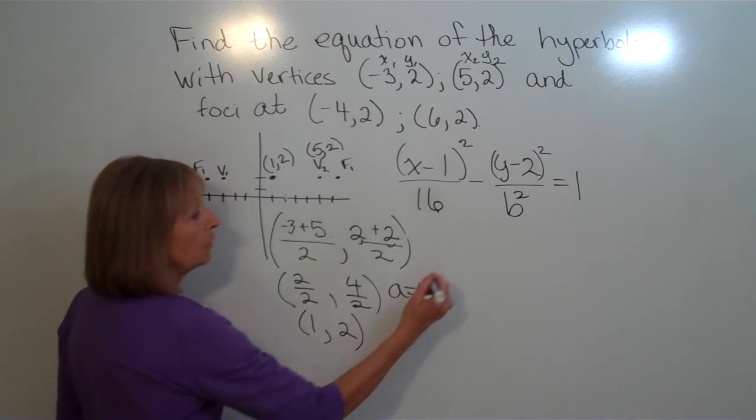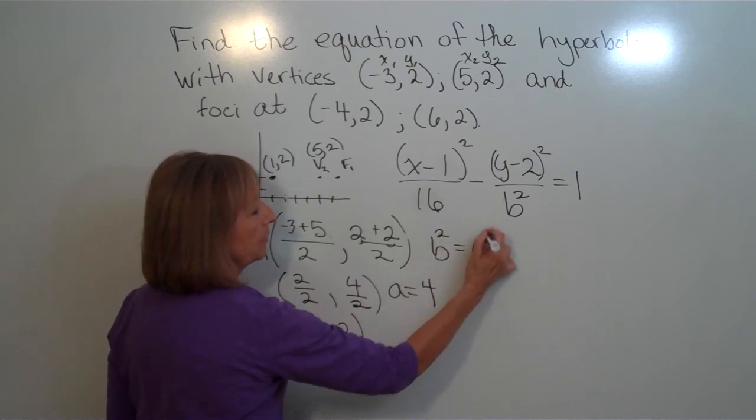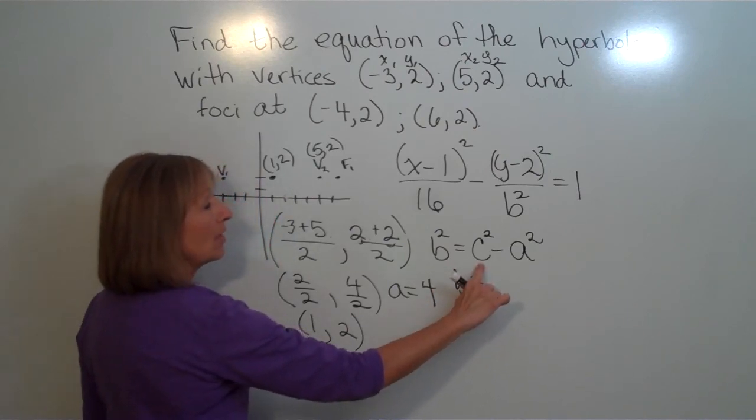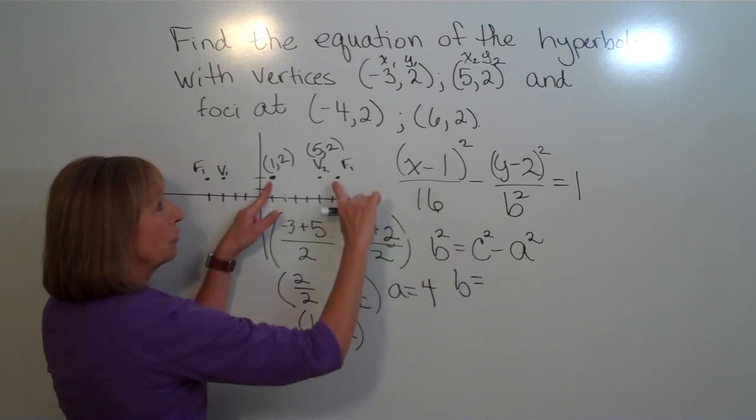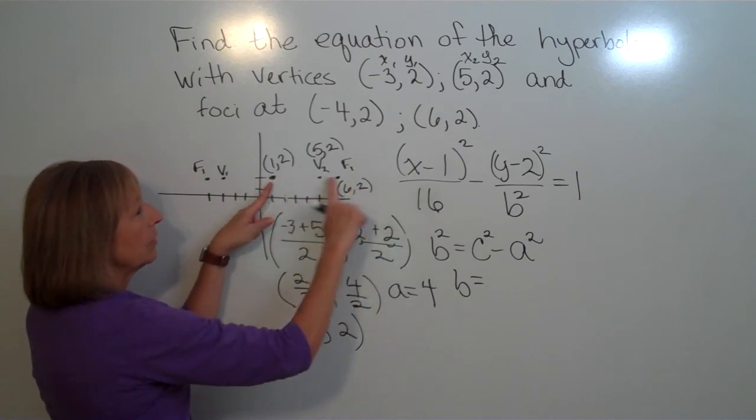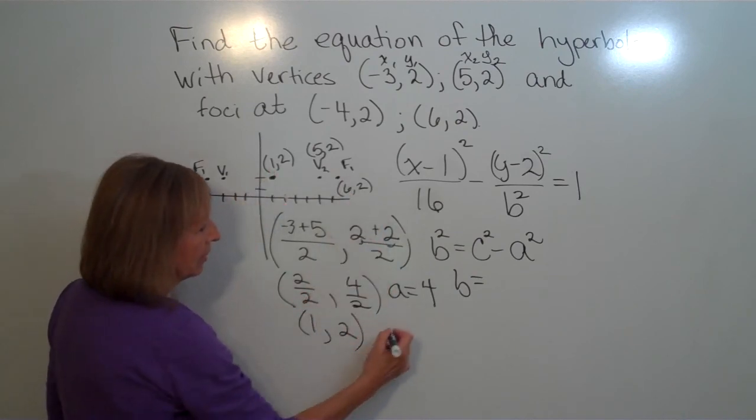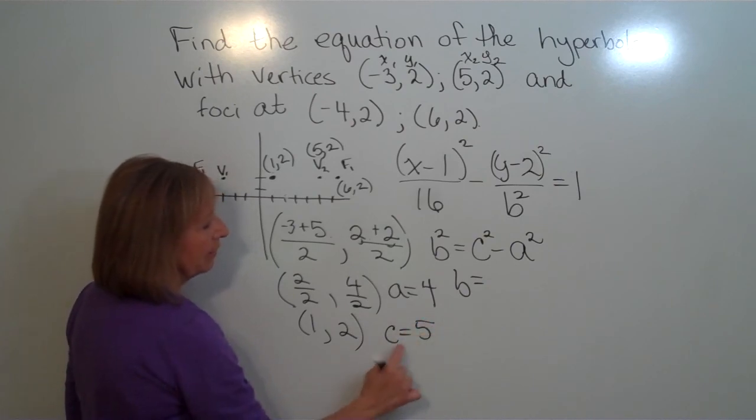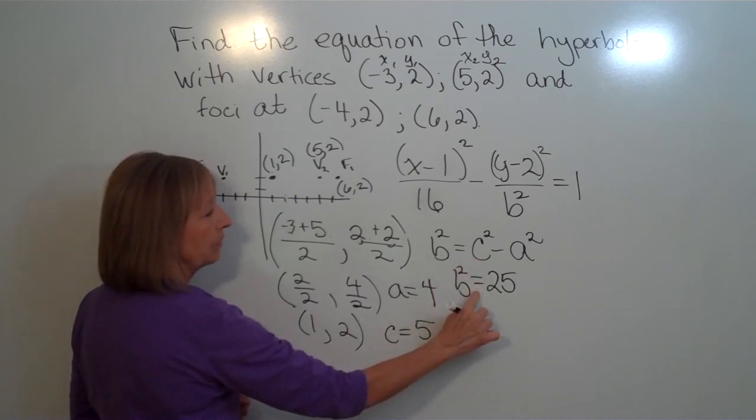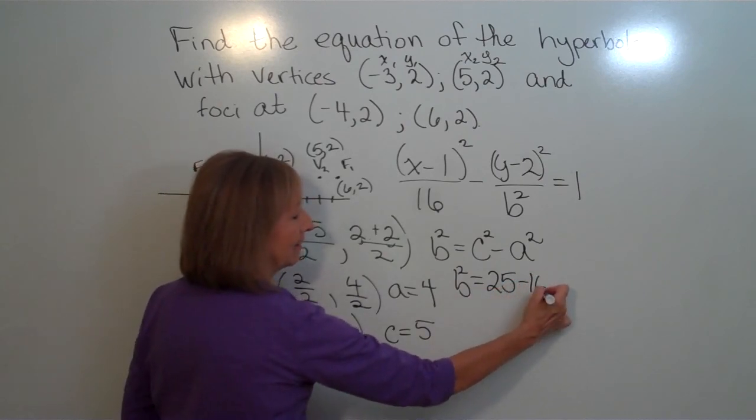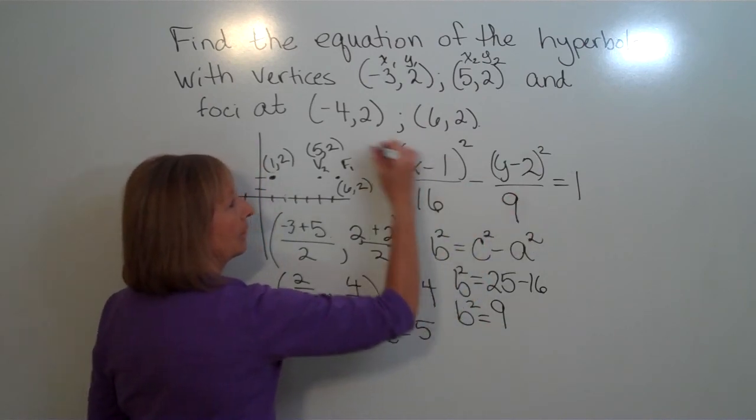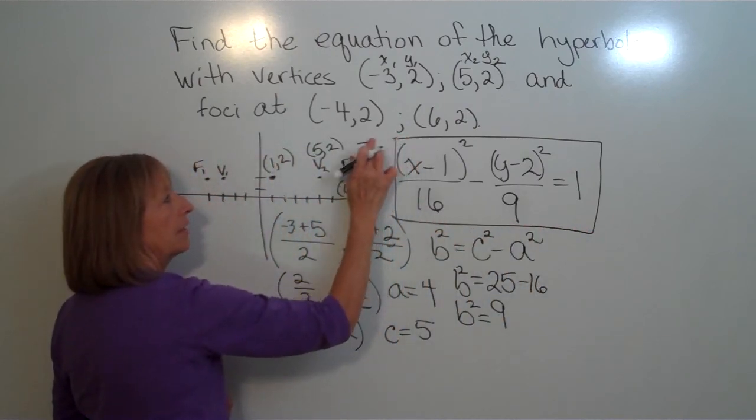Now to get the b squared, well, I know the relationship in a hyperbola is b squared is equal to c squared minus a squared. So b squared is equal to, well, c is the distance from my center to my foci, and this focus is 6, 2. So then my distance there is 5. So c is 5, meaning that c squared is 25. So I have b squared is equal to 25 minus 16. So b squared is equal to 9. And this then is the equation of the hyperbola.